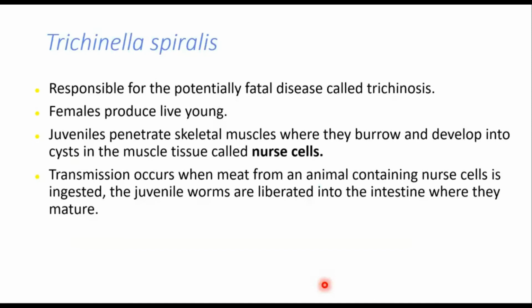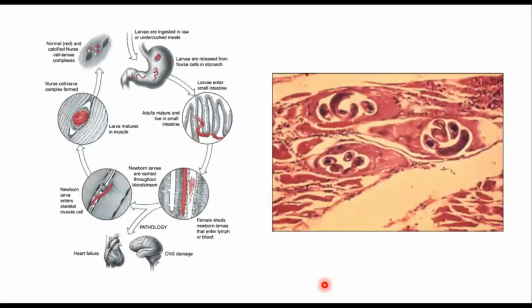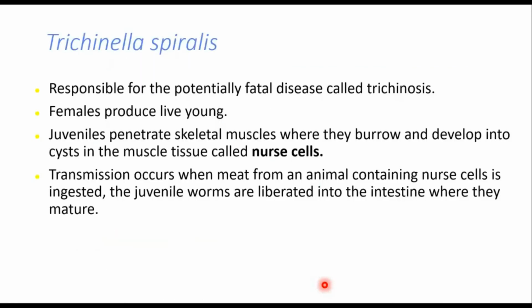Next is Trichinella spiralis. This is responsible for the potentially fatal disease called trichinosis. Females produce live young. The juveniles penetrate skeletal muscles, where they bury and develop into cysts in the muscle tissue, called nurse cells. So you can see here the transmission of Trichinella spiralis. I'll be adding a video about this to be more extensive and specific.